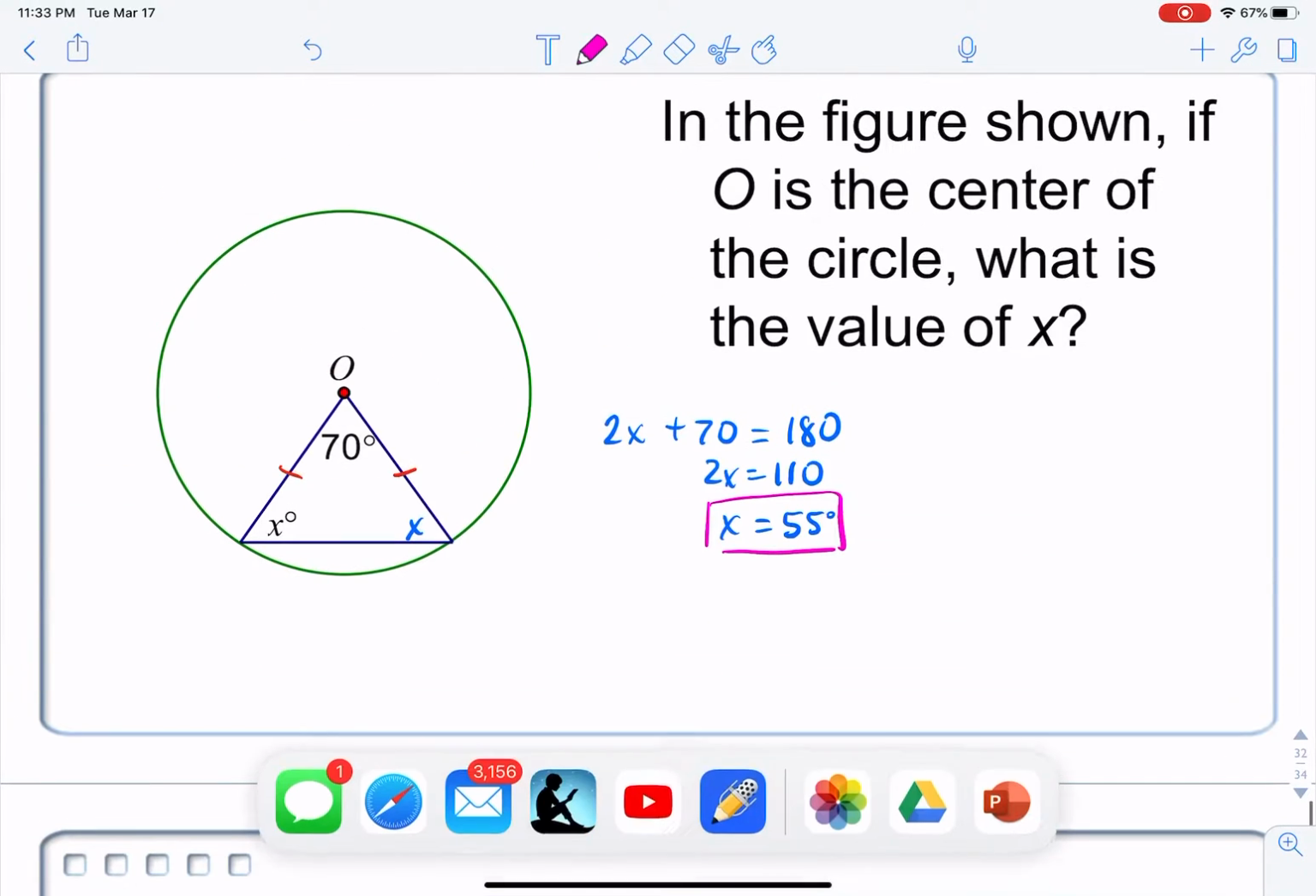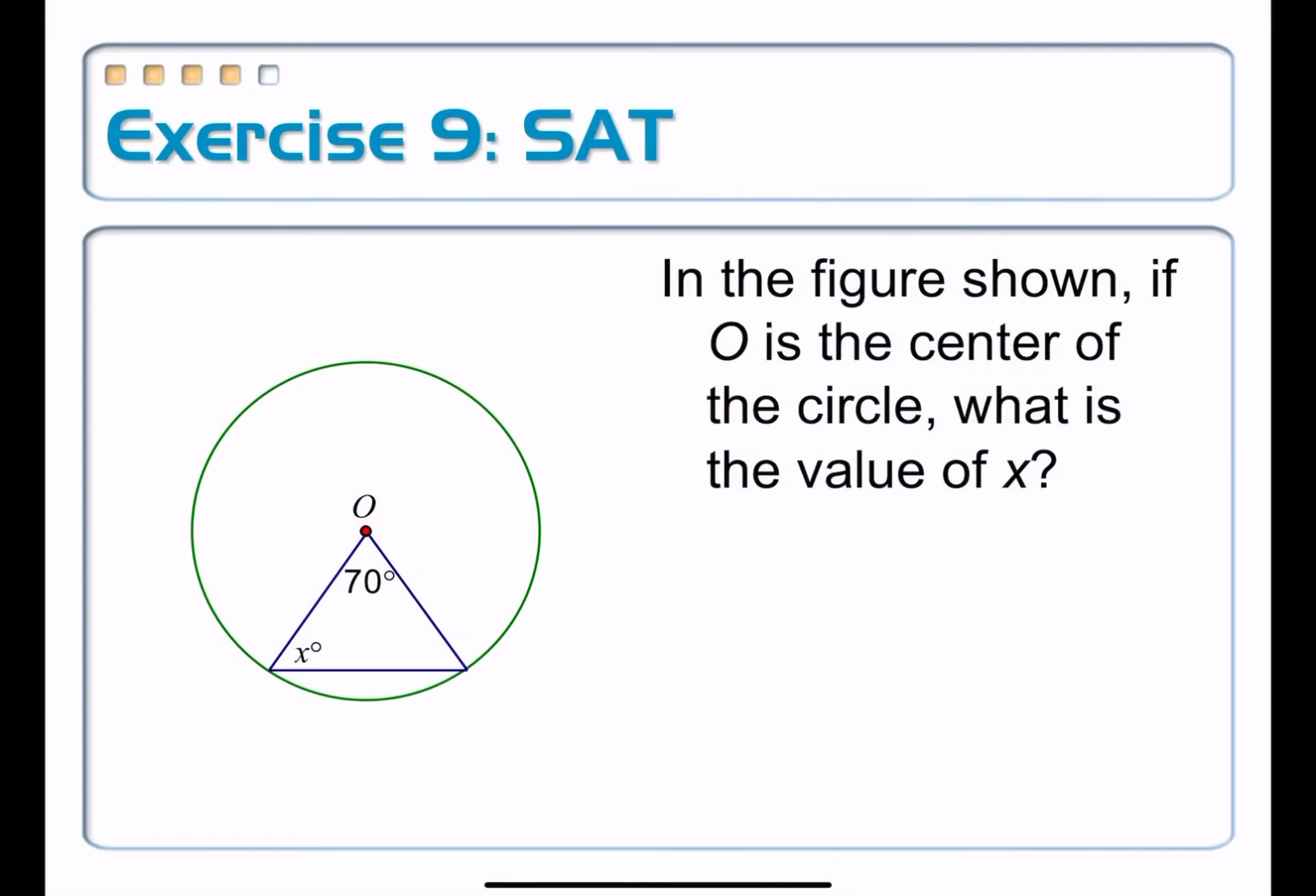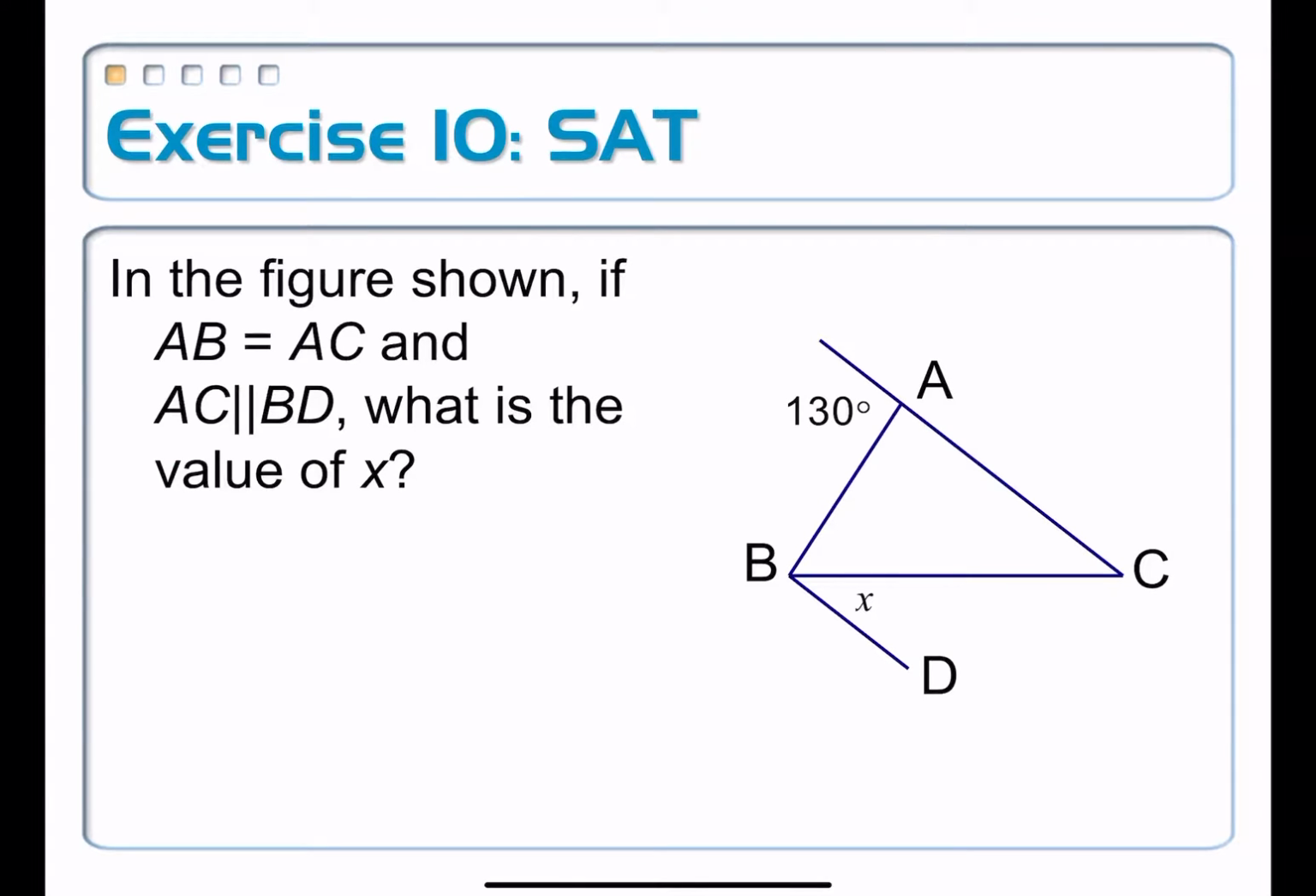Okay, one last problem, I think, also an SAT question. In the figure shown, if AB is equal to AC and AC is parallel to BD, what is the value of X? And this picture is all kinds of not drawn to scale. So I'm going to suggest that when you pause this video, you mark the picture with the given information, which is going to help you figure out what the value of X is.